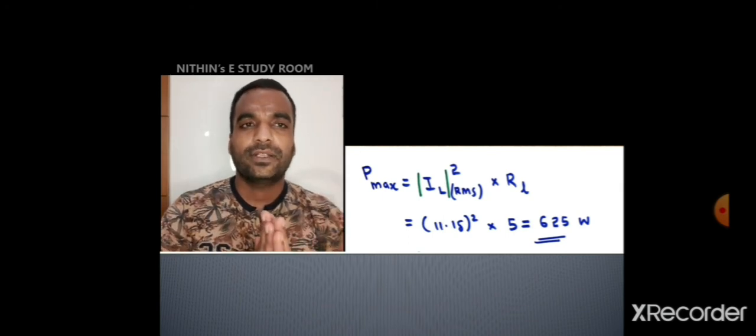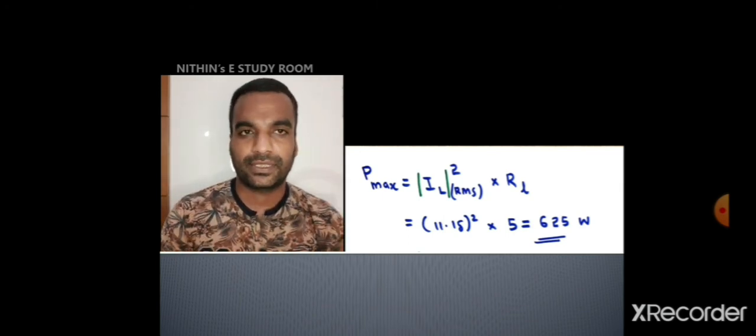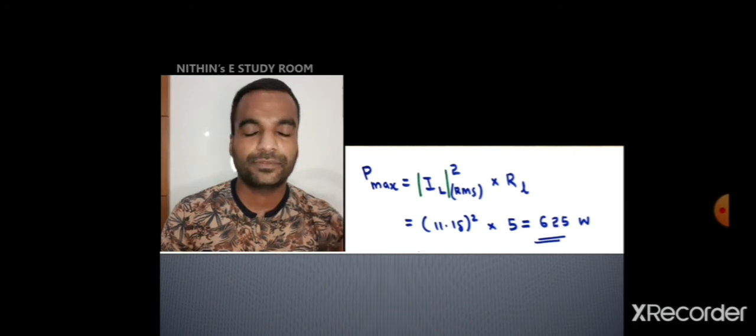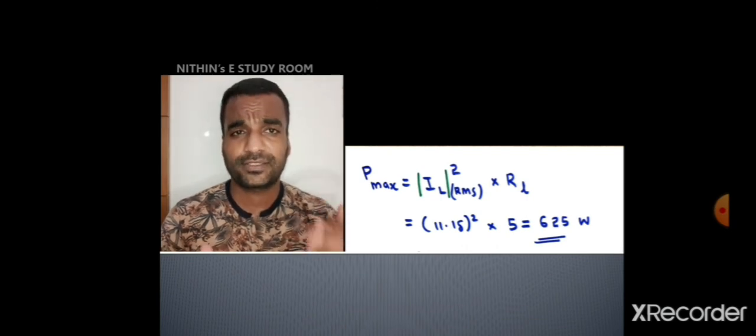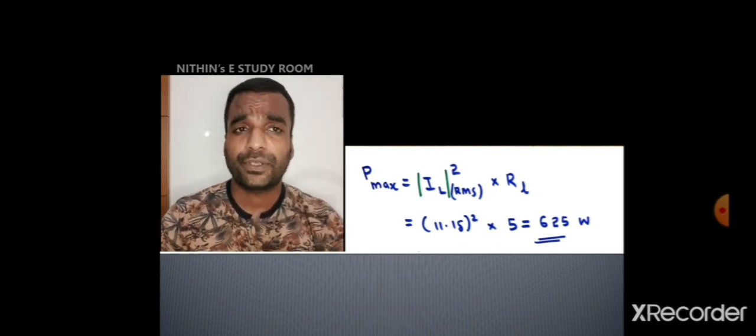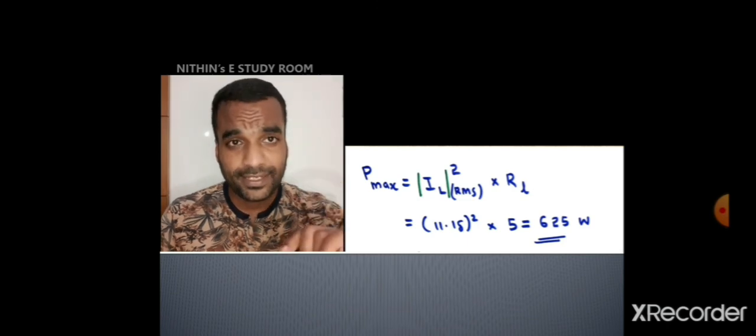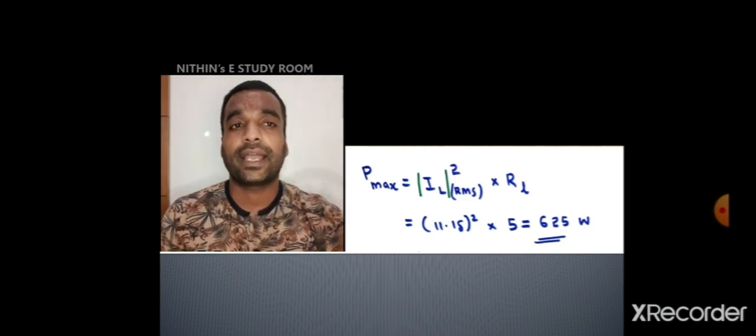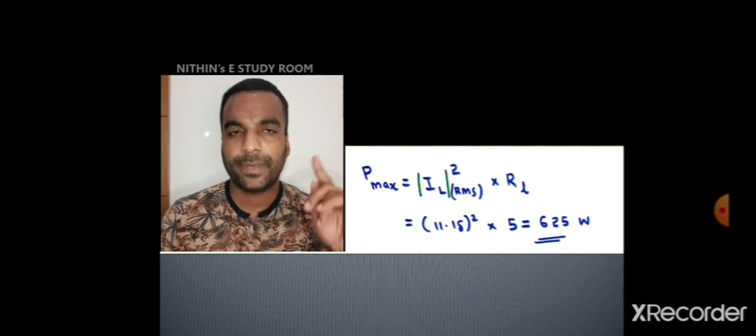Only in case 1 do you have to use the specific equation, the magnitude of VThevenin square by 4 RThevenin. In all other cases, case 2, case 3, case 4, you have to calculate I, and then find I RMS square into R for finding the maximum power.